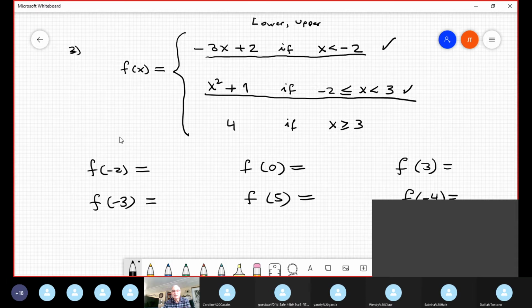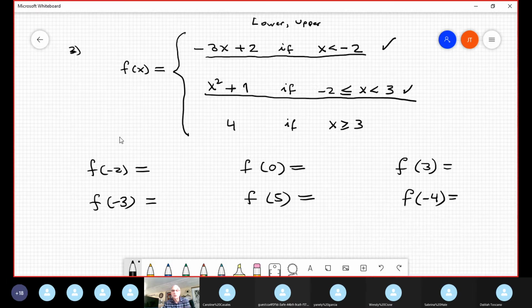Sabrina is easy. Look at that. You plug in negative 2 here. Negative 2 is less than negative 2. Is this statement true or false? It's obvious that it is false, right? However, if you plug in here negative 2 less than or equal to negative 2, this statement is true.